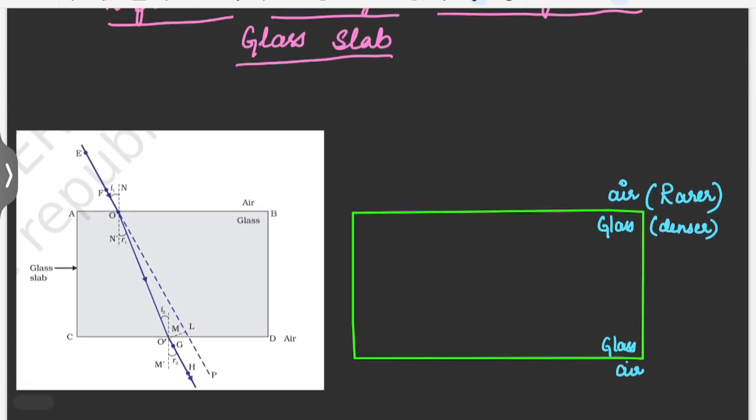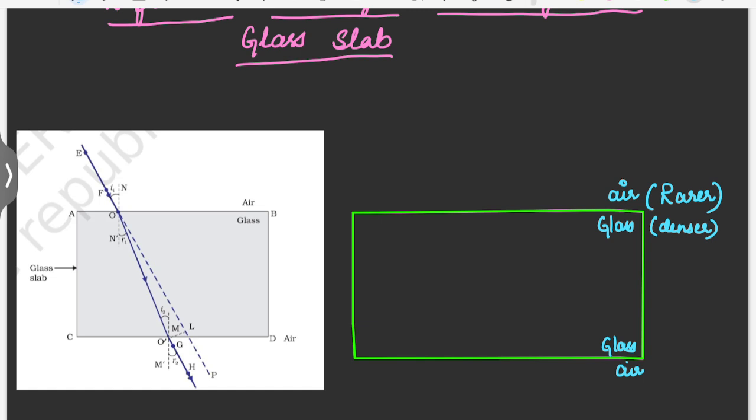Now take a rectangular glass slab. This is the rectangular glass slab that I have drawn here. There are two media here. Outside you have the air medium. Air is the rarer medium and glass is the denser medium. Now let us draw the light ray. From this concept, three important questions can be asked in the board examination. Let us learn the concept, and those three important questions we will learn at the end.